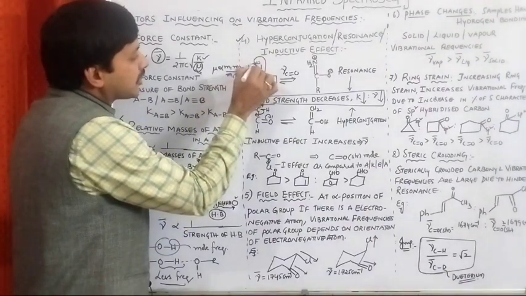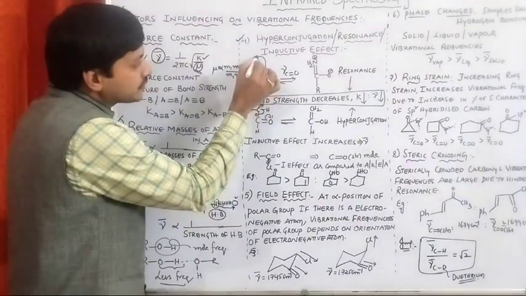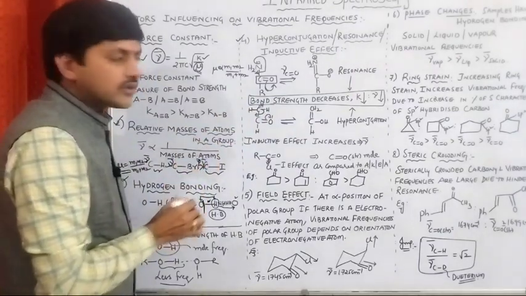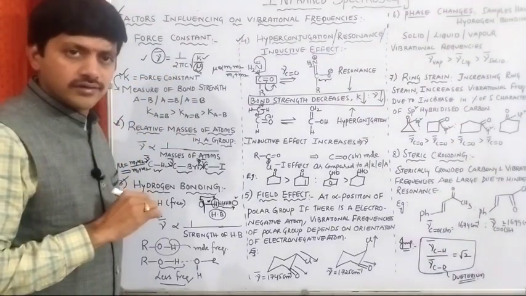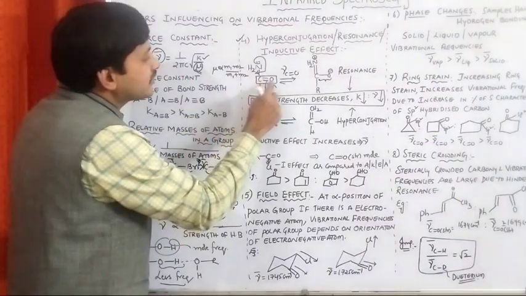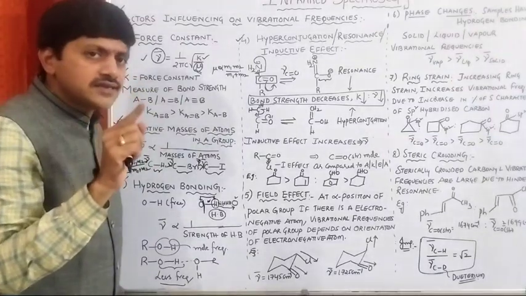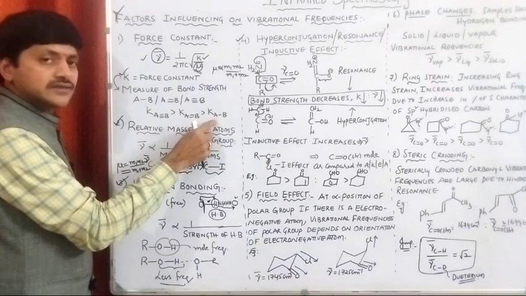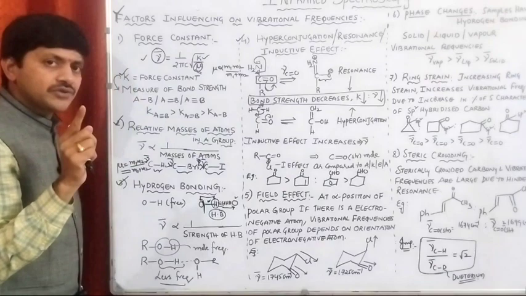If an atom or group is involved in the conjugation, see this one here, we have a pi bond. Because of the lone pair electrons present on the nitrogen, we observe conjugation. Because of the conjugation, the pi bond is converted into a single bond, so the double bond is converted into a single bond. What is happening? The force constant is decreasing. Already we know that for a single bond, the force constant is very low. If the force constant is very low, the frequency will be reduced.